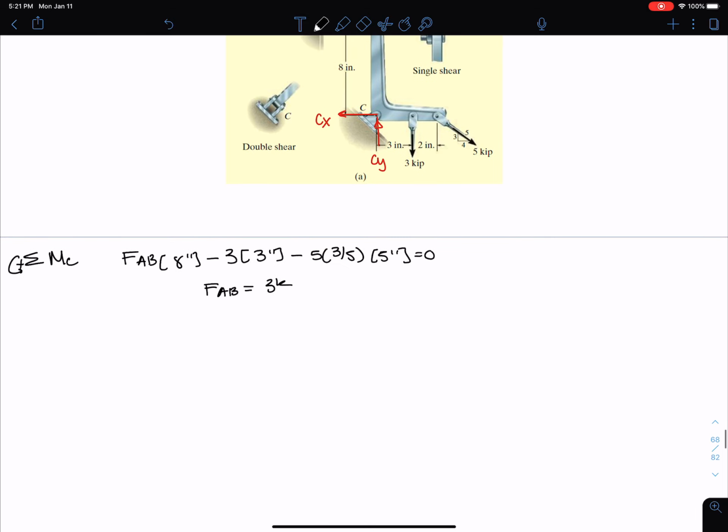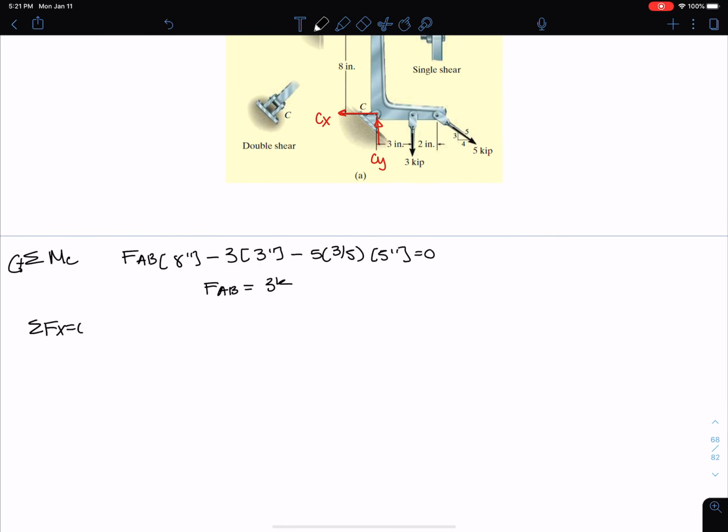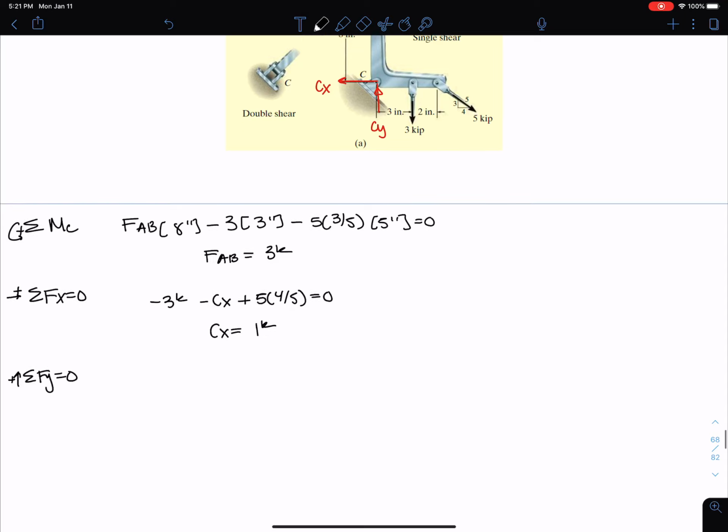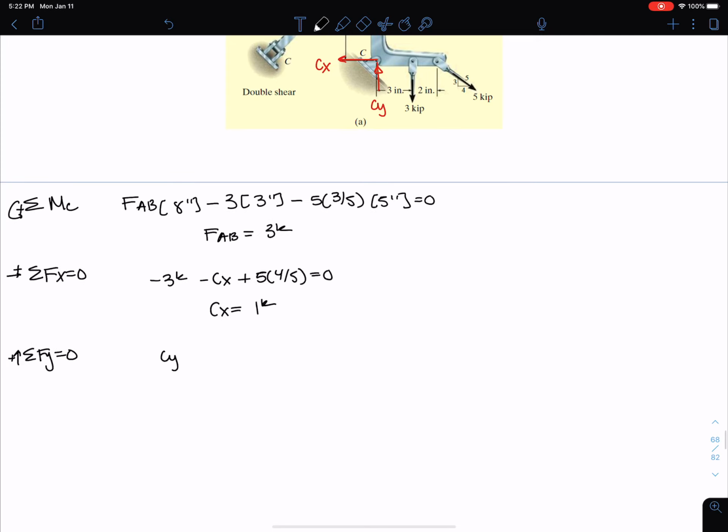I'm going to continue solving. Sum of Fx equals 0. This direction is positive. I get negative 3 kips minus Cx plus 5 times 4/5 equals 0. And I can solve for Cx as 1 kip. And of course, my last equation of equilibrium is sum of forces in the y direction equals 0. I have Cy minus 3 kips minus the component 3/5 equals 0, and I get Cy equals 6 kips.